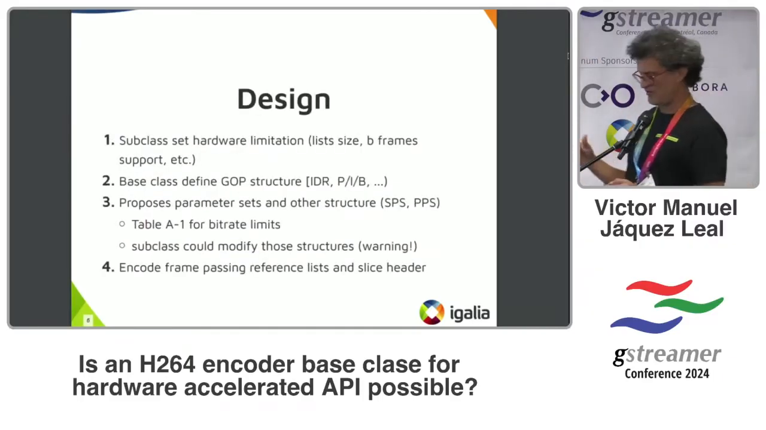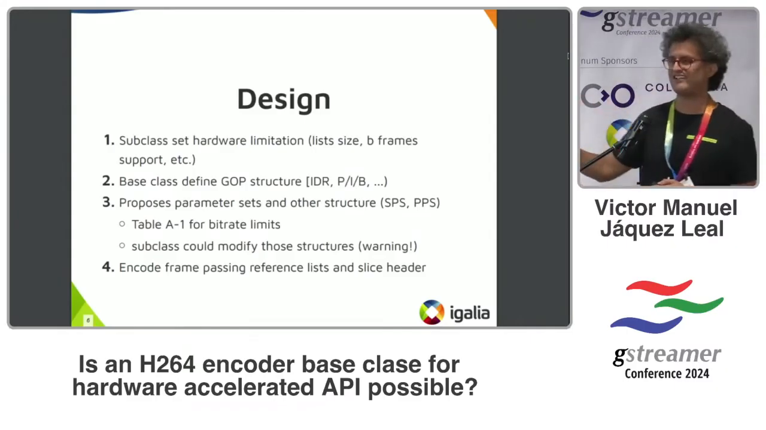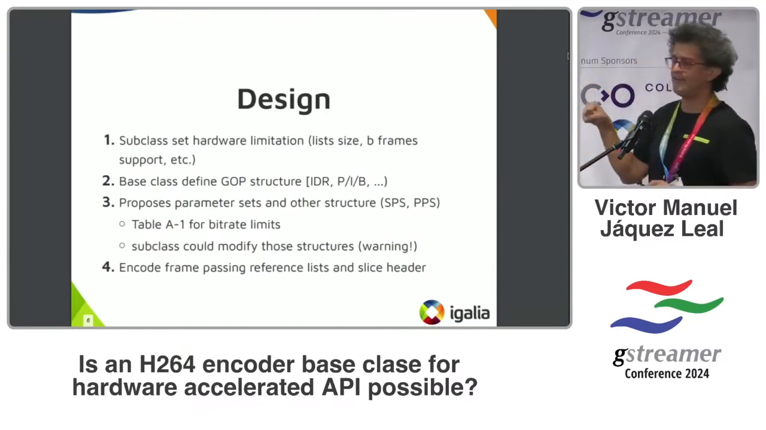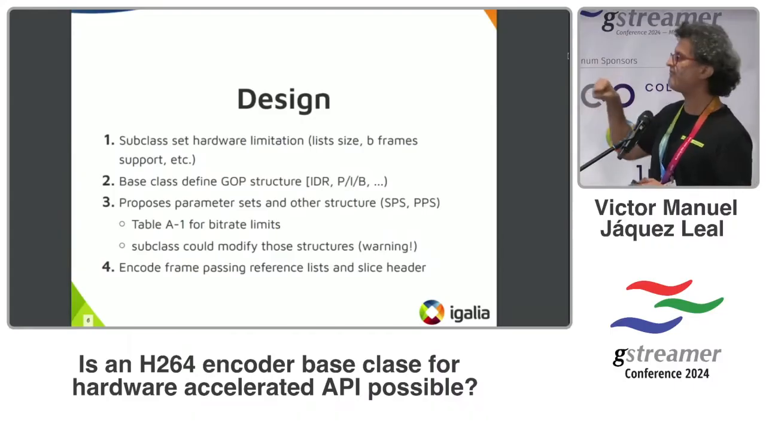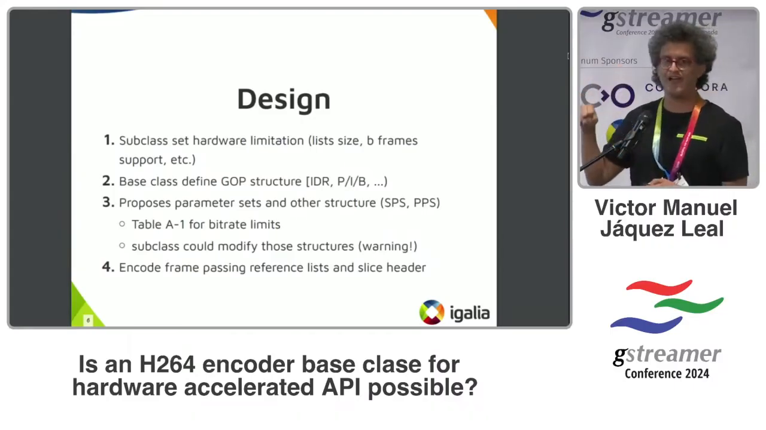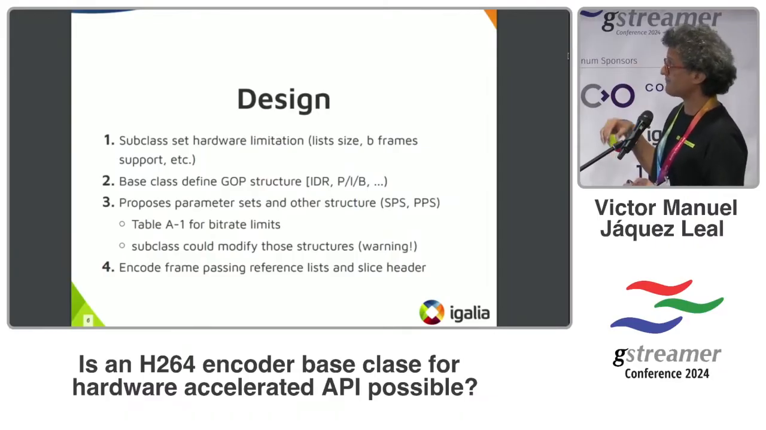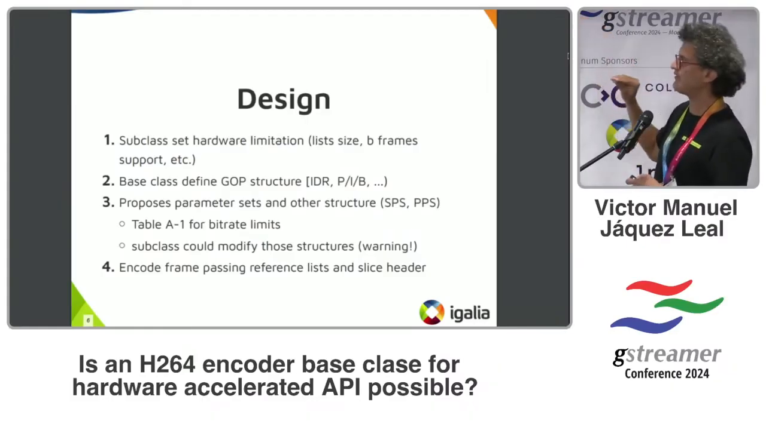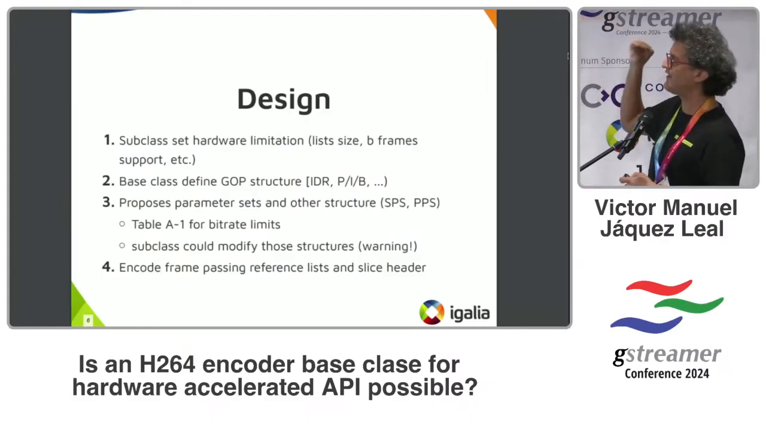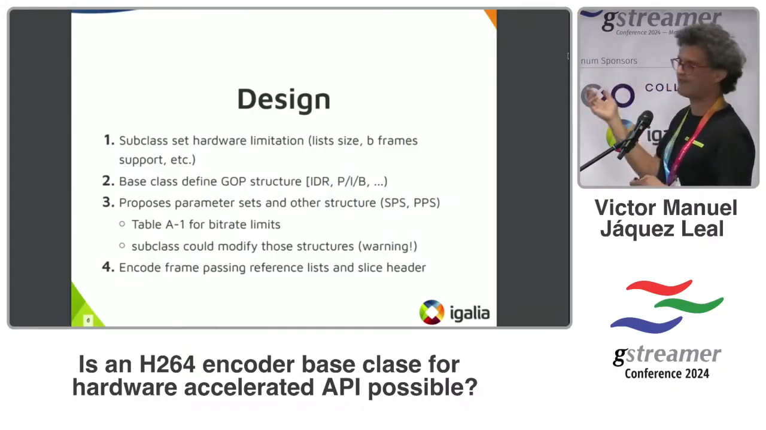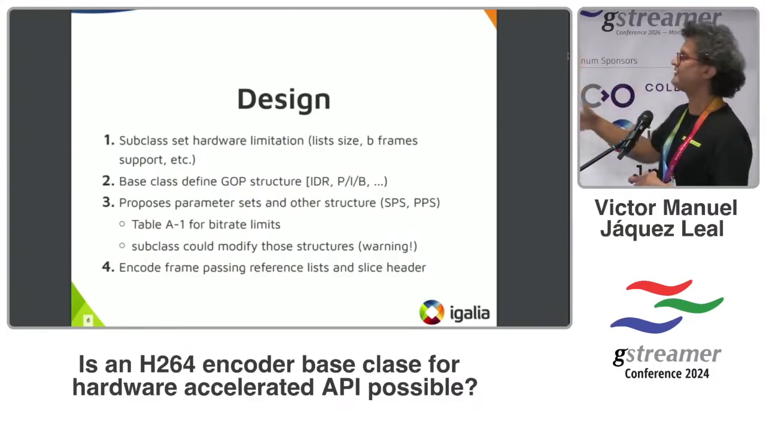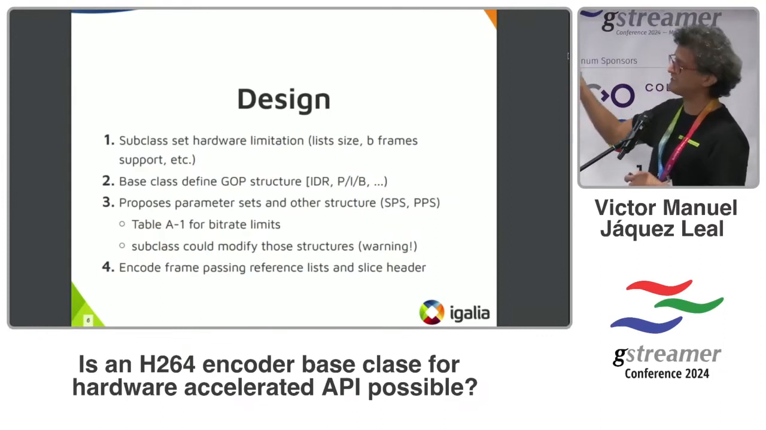encoders. So I was wondering if I can do basically the same, rip off the code that Yoon-Jan did for the H264 encoder, and implement a base class that can be configurable, so it can be reused by other hardware accelerators. In this case, the events will be more or less the same. The subclass, which is the implementation with the hardware acceleration, sets to the base class the hardware limitations, that is the list size, either 1 or 2, the B-frame support, the number of references that it supports, and so on.